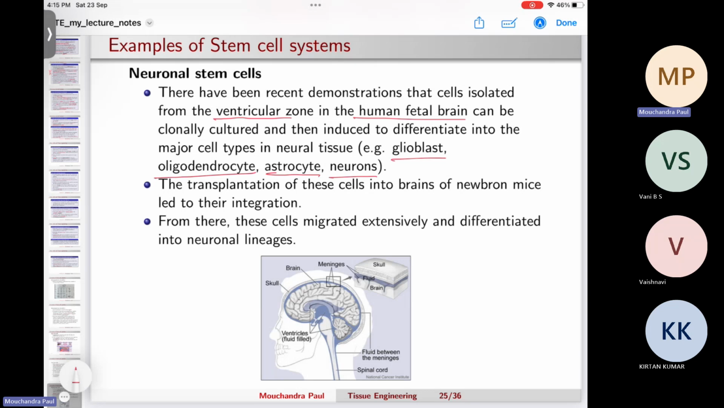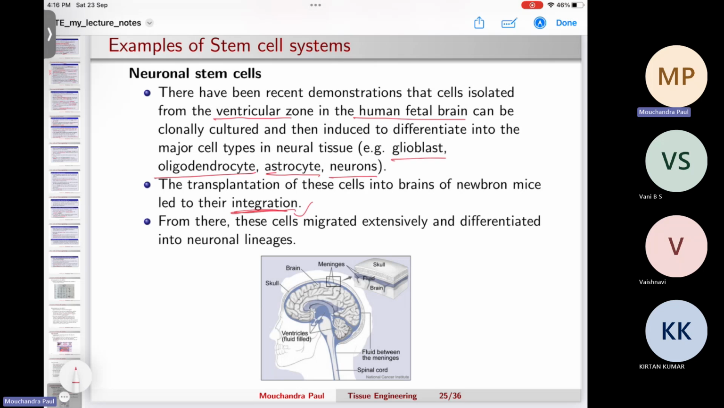And when they transplanted these cells back into the brain of newborn mice, this led to integration. Means these human neuronal stem cells successfully integrated inside the brain of the newborn mice and contributed to the overall tissue growth. You can definitely identify that by seeing the level of gene expression, because some genes will be unique to humans and some genes will be unique to mice. You just have to track the expression of the gene that is unique to the human, and then only will you be able to conclude how the integration happened.